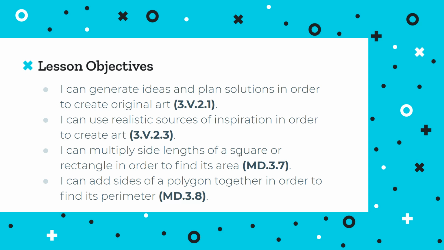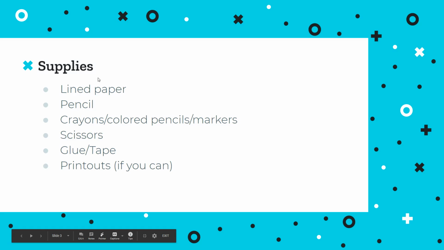Area and perimeter are two things that we have already learned in class. So this is a little review as well as an activity that will challenge you in these two areas of math. You're going to need a couple things. You're going to need some lined paper, not only to do your work on, but also if you're not able to print out the printout pages from the link that is attached to this, then you'll need another piece of lined paper to draw your zoo on.